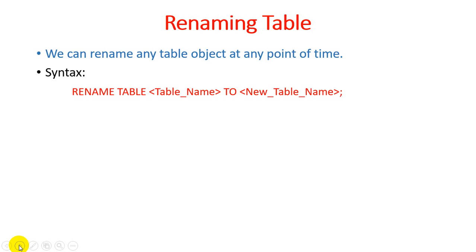RENAME TABLE old table name TO new table name, because the existing table will be updated with a new table name. It is compulsory that the table name written first must already exist in your database. Like RENAME TABLE employee TO EMP: RENAME is a keyword, TABLE is a keyword, and TO is a keyword. Employee is a user defined table name, and the new table name is capital EMP. So from now onwards, if you want to perform any insertion, updation or deletion command, you use EMP instead of employee, because your table name has been updated from employee to EMP.